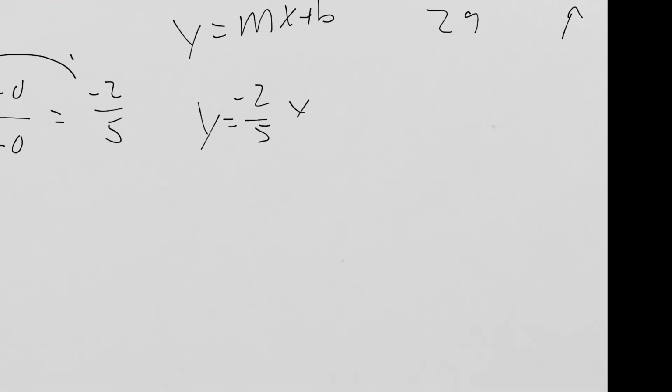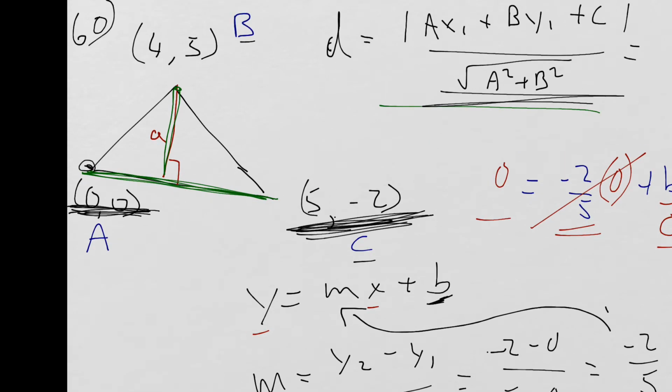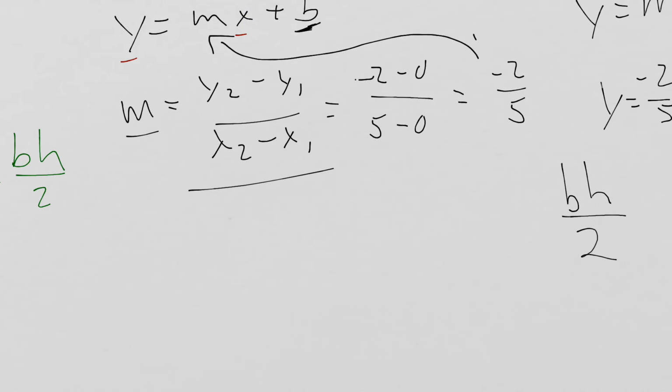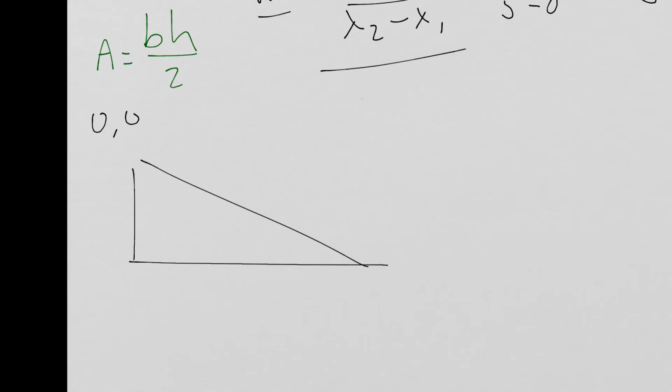Now what I need is the base. I just found the height in my formula, base times height divided by 2. So now I need the base, the distance from this point to this point. Two ways to do that. I can draw a triangle. I'll just exaggerate it. This is point A at 0, 0. This is point C at 5, negative 2. The x distance is 5. The y distance is negative 2.